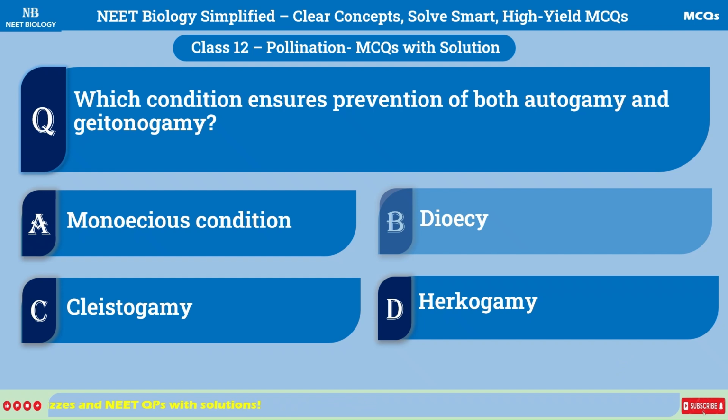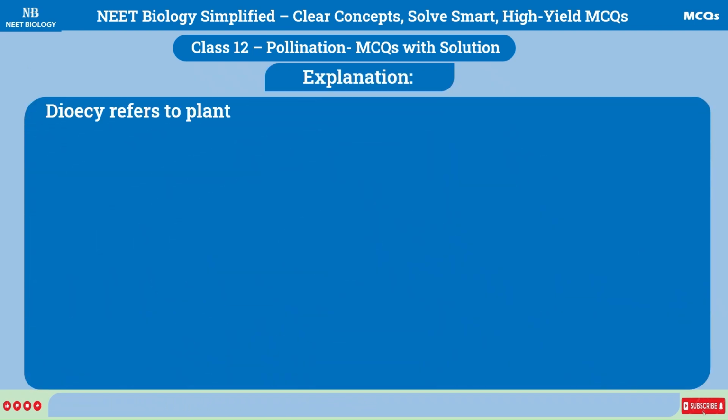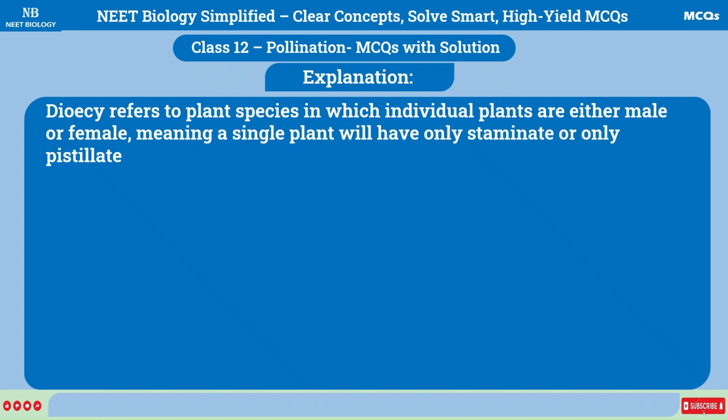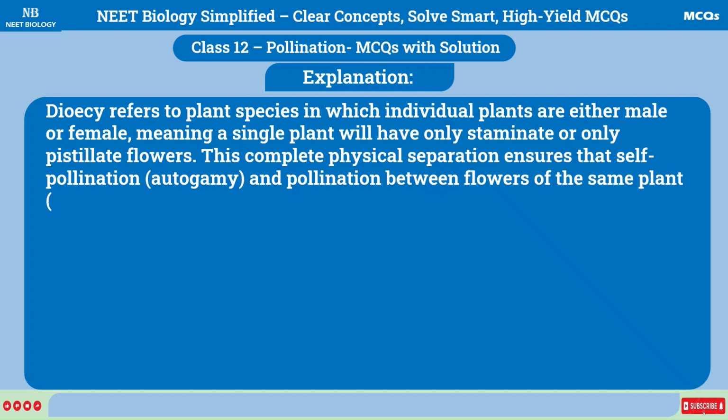Correct option is B. Dioecy. Explanation. Dioecy refers to plant species in which individual plants are either male or female, meaning a single plant will have only staminate or only pistillate flowers. This complete physical separation ensures that self-pollination, autogamy, and pollination between flowers of the same plant, geitonogamy, are both impossible.